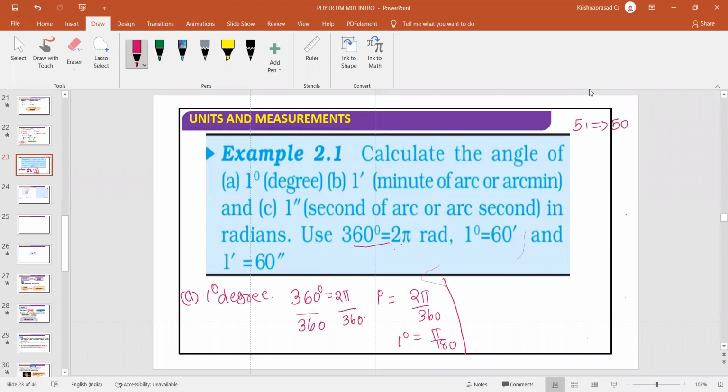So now I want you to understand, pi by 180. We can apply two values of pi: 22/7 and 3.14. I'll advise you to apply the value where fractions are easily cancelled out, either by 22 or by 7.